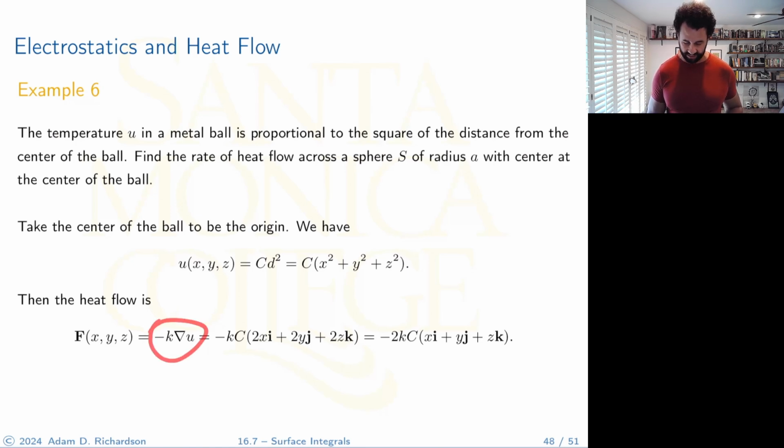So then the heat flow is given by the heat equation, right? We need to compute the gradient of this function, which is this, and we're going to multiply that by negative kc. Factor out a 2, and we get something a little bit simpler. So that is what our vector field looks like, our heat flow field.